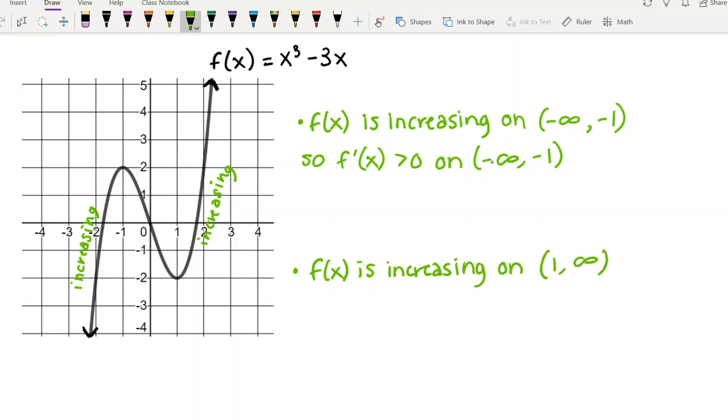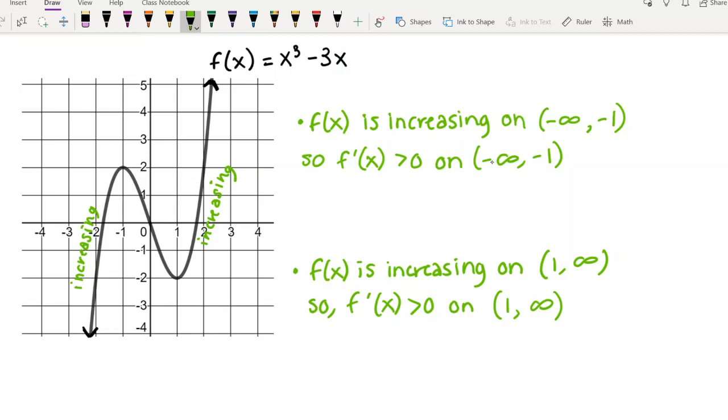Again, we put parentheses, and so that tells us that the first derivative, f prime of x, is positive on the interval from 1 to infinity. And maybe you've picked up on this already, but when we're talking about intervals where things are increasing or decreasing or positive or negative, we're always giving the x values.